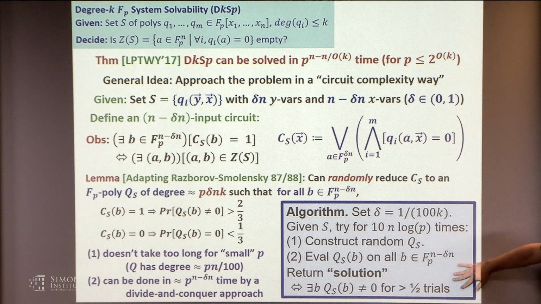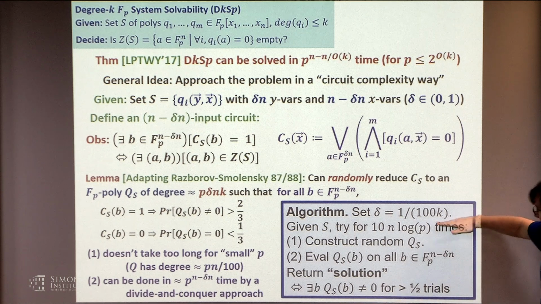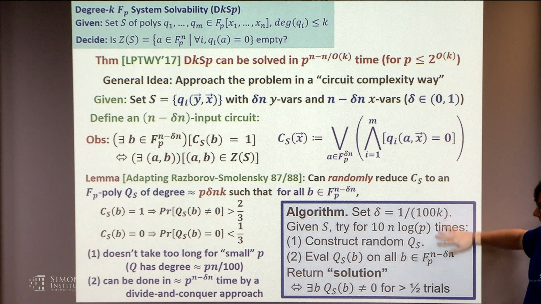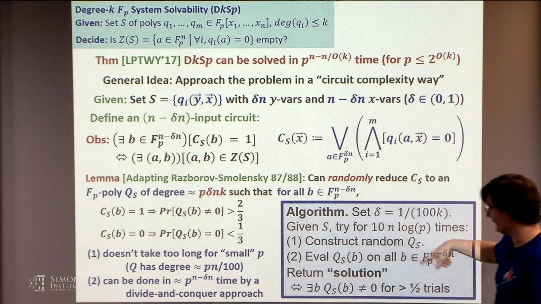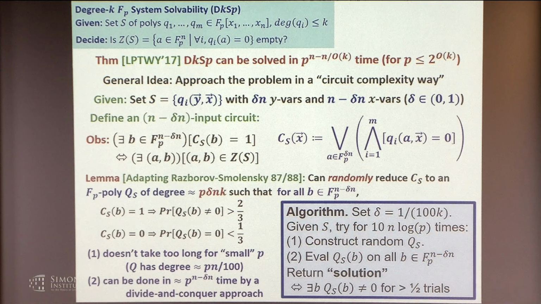So that's how it runs in the desired time, and the reason why it works is just a simple Chernoff bound, union bound type argument applied to this observation here. That's going to give me the correct answer about all the possible b's. So it even locates, say, a prefix of a solution.